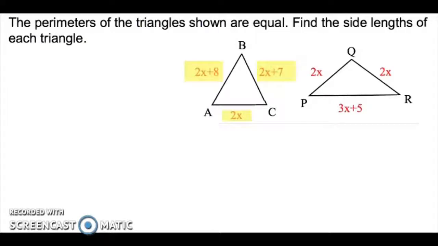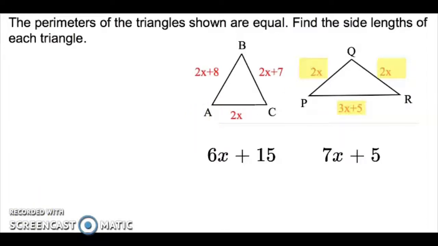So to do that, we combine our like terms. So we have 2x plus 2x plus 2x, which is 6x, plus 8 plus 7 is 15. So 6x plus 15 for the first triangle. For the second triangle, we have 2x plus 2x plus 3x, which is 7x, plus this 5 will be 7x plus 5. Now to find x that would make them equal, we would have to set those expressions equal to each other, and then we'd solve for x.